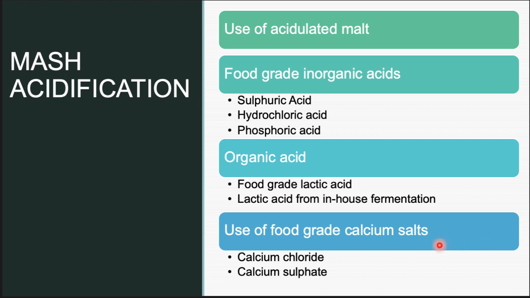Use of food grade calcium salt is also very common to reduce the pH of the mass. The addition of approximately 300 g calcium sulfate per 100 kg malt, or 250 g calcium chloride per 100 kg of malt, is sufficient to cause a reduction in pH of 0.1 unit. However, the level of calcium ions and chloride or sulfate ions in association with wort chemistry, to influence the total concentration of these ions, needs to be assessed properly, which we shall see in the presentation of water chemistry later in this channel.